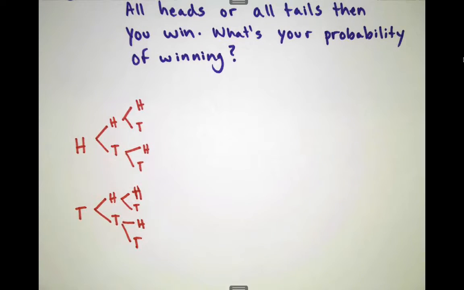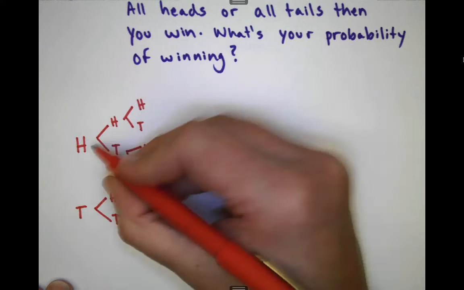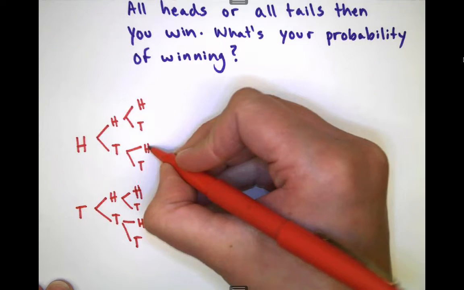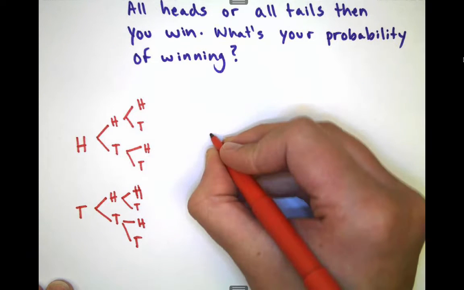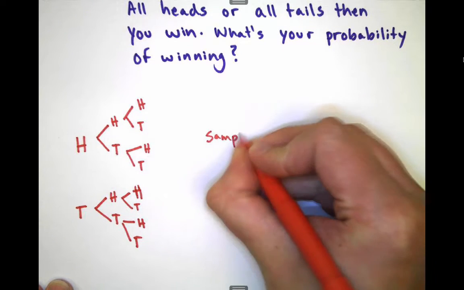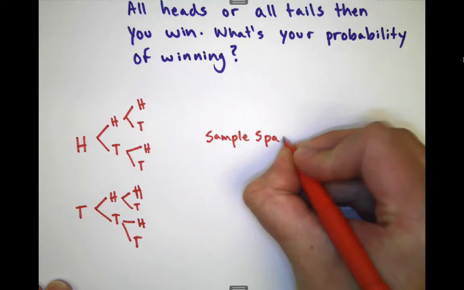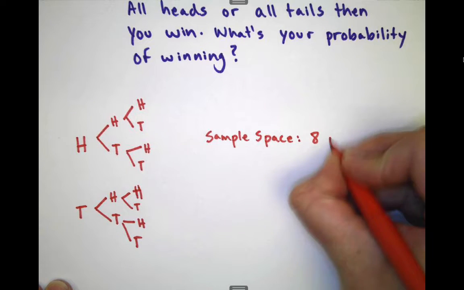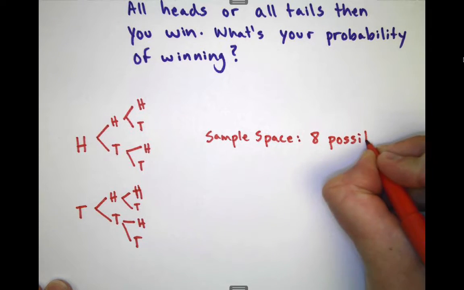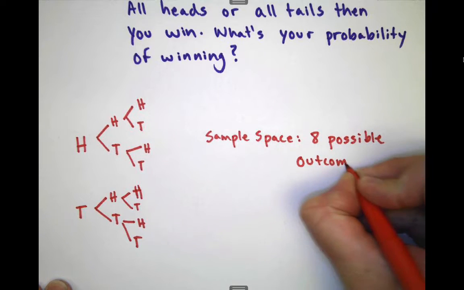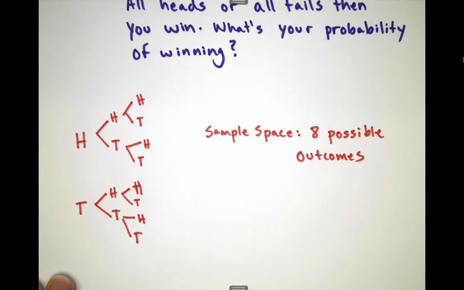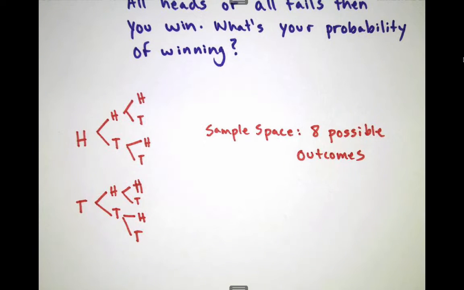So how many options are there? It looks like you could get 1, 2, 3, 4, 5, 6, 7, 8. 8 possible outcomes. So our sample space is 8 possible outcomes. Please write this down in your notes. Write down everything I'm writing down. So our sample space is 8 possible outcomes, but to win this game, you have to get all heads or all tails. So where does that happen?